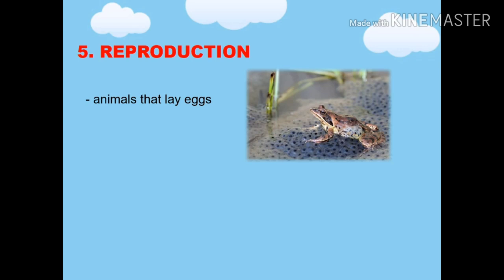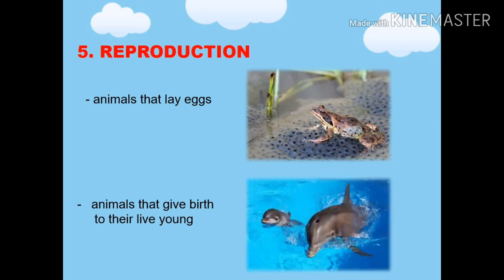Number 5. Reproduction. It refers to how animals multiply. We have animals that lay eggs. Example for this, we have on the picture a frog. They lay their eggs in the water. We also have animals that give birth to their live young. Example on the picture, we have a dolphin. We also have whales, dogs, and cats. They used to give birth to their young.